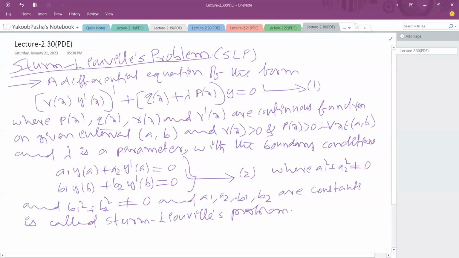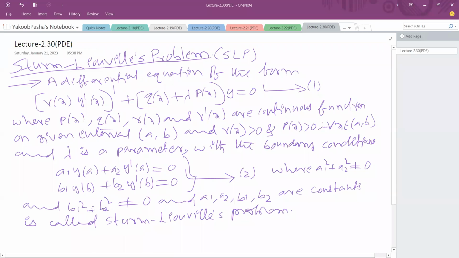Now to observe here, a1 squared plus a2 squared is not equal to 0 means a1 and a2 are not 0 at a time. That means if a1 is 0, a2 is not equal to 0. If a2 is 0, a1 is not equal to 0. Similarly, b1 squared plus b2 squared is not equal to 0 means b1 and b2 are not 0 at a time. That means if b1 is equal to 0, b2 is not equal to 0. Similarly, if b2 is equal to 0, b1 is not equal to 0.